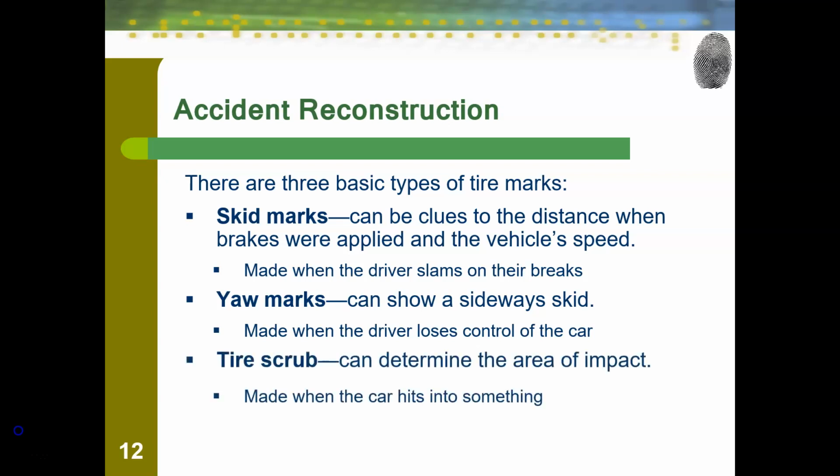The last type of mark is called tire scrub, and this can determine the area of impact. This is made when the car hits into something and then essentially bounces back, making a scrubbing motion. So it can tell us where a car hit into something, whether that's another car or a telephone pole, where one car hit into something else.